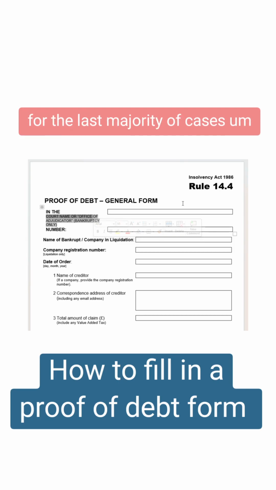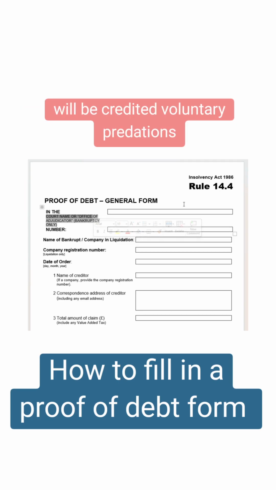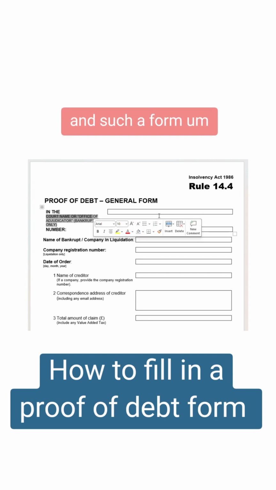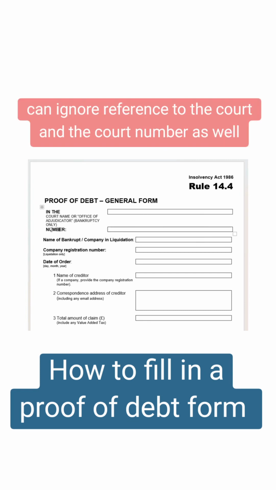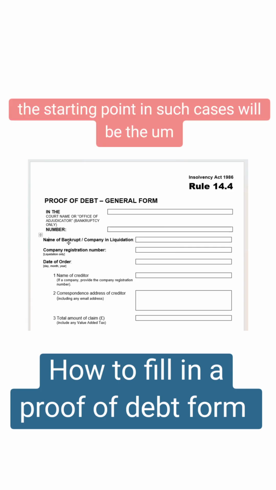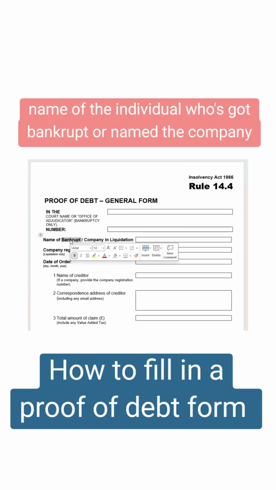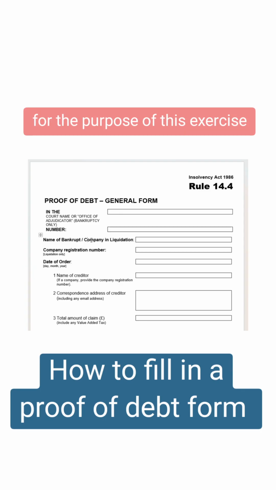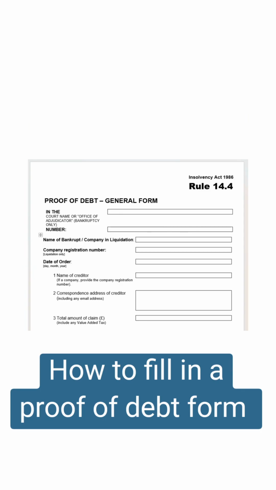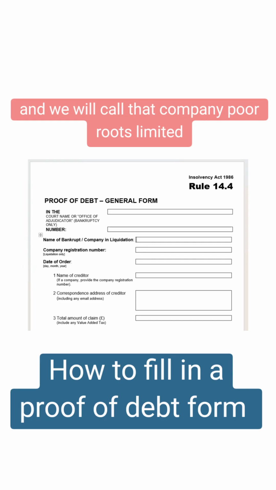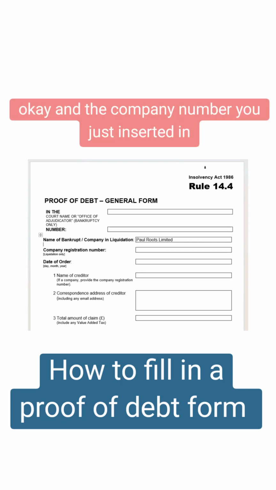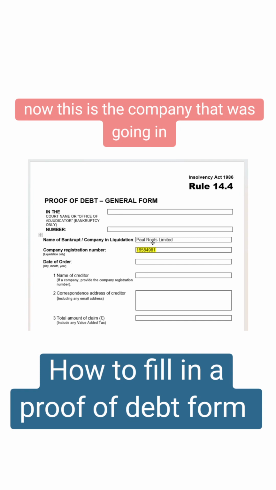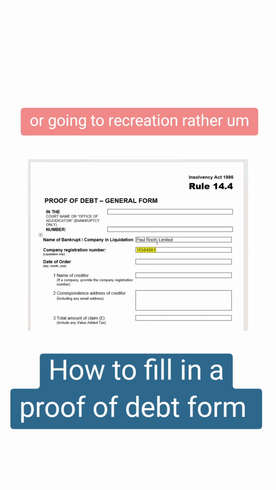For the vast majority of cases will be creditors' voluntary liquidations, and such a form can ignore reference to the court and the court number as well. The starting point in such cases will be the name of the individual who's gone bankrupt or the name of the company. For the purposes of this exercise, I'm going to choose a company, and we will call that company Paul Roots Limited. Okay, and the company number, you just insert it in.